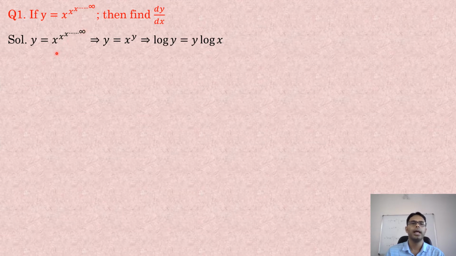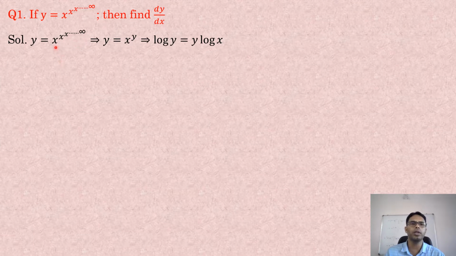to infinity. And we know that in an infinite series, if we eliminate one term from the series, then the series remains infinite. Or in an infinite series, if we add one extra term in the series, then also the series remains infinite. So here you see y is equal to x power x and so on, up to infinity.